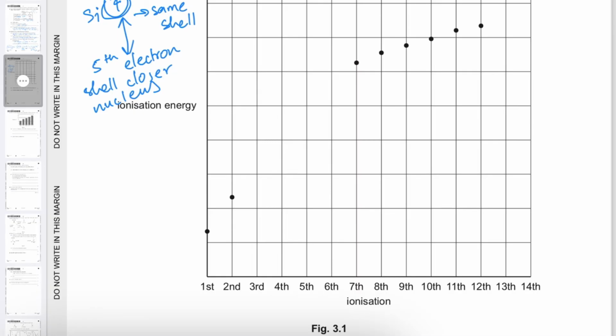So generally speaking, the ionization energies will increase, and the largest difference will be observed between the fourth and fifth ionization energies. So let's say somewhere around here.